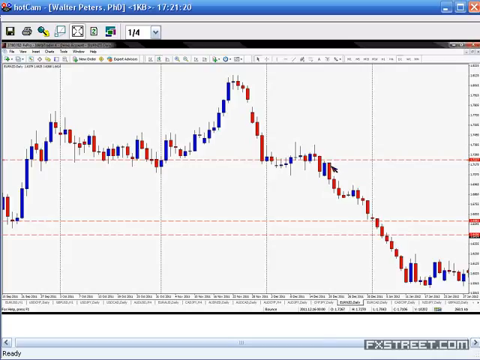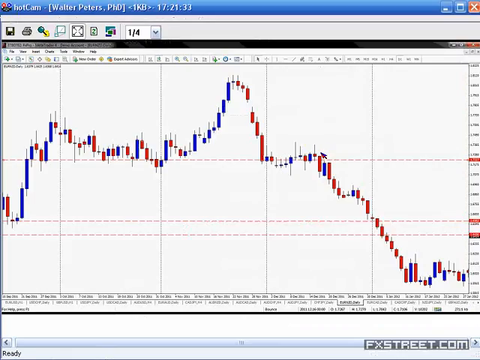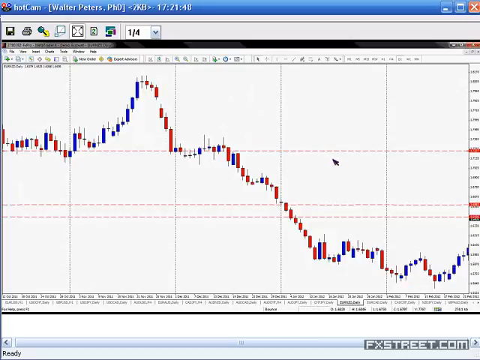Manoj says, have you tried extending the strategy to equities, which show gaps and belts every day? No, that scares me, Manoj. There are so many currency pairs that I have plenty of currency pairs to choose from. So although it's tempting, I'm not sure. I think I'd have to come up with very different rules because of exactly what Manoj is talking about. You get these things all of the time. I don't know about fading belts, Manoj.